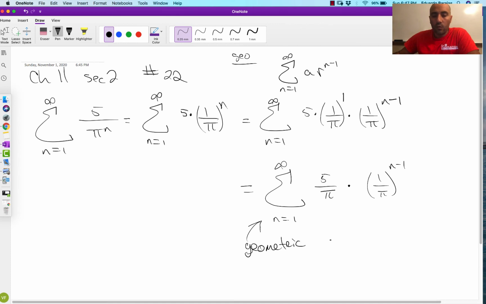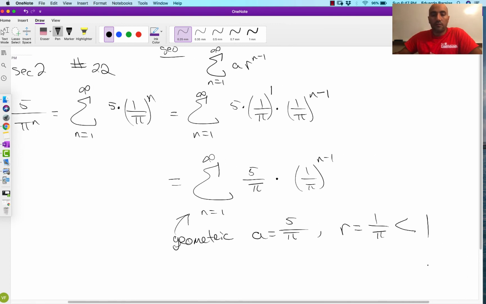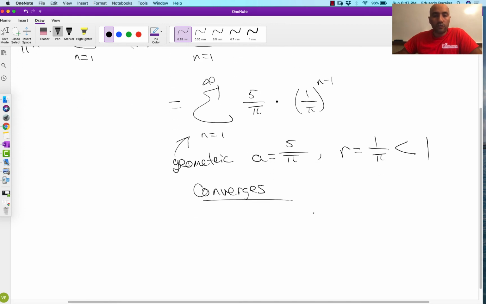Geometric with A equal to 5 over pi and R equal to 1 over pi. Since 1 over pi is definitely less than 1, right, and you get some decimal that's smaller than 1, then we know it converges. Converges. And what does it converge to? That whole infinite sum is going to converge to A, which is 5 over pi, divided by 1 minus R, which is equal to 1 over pi.